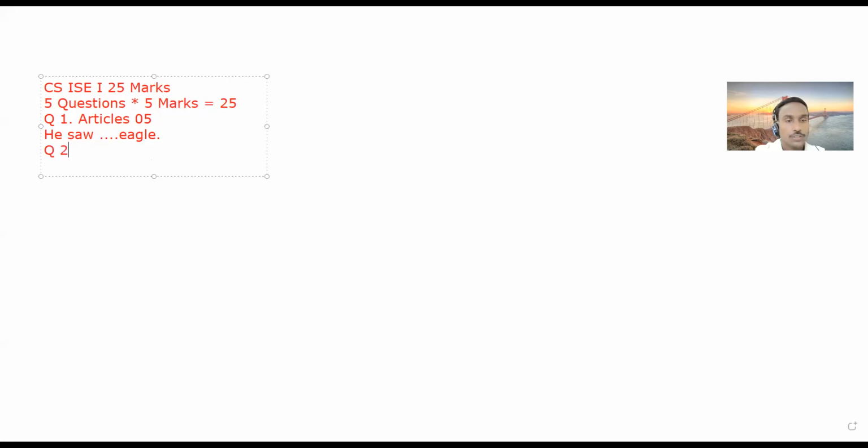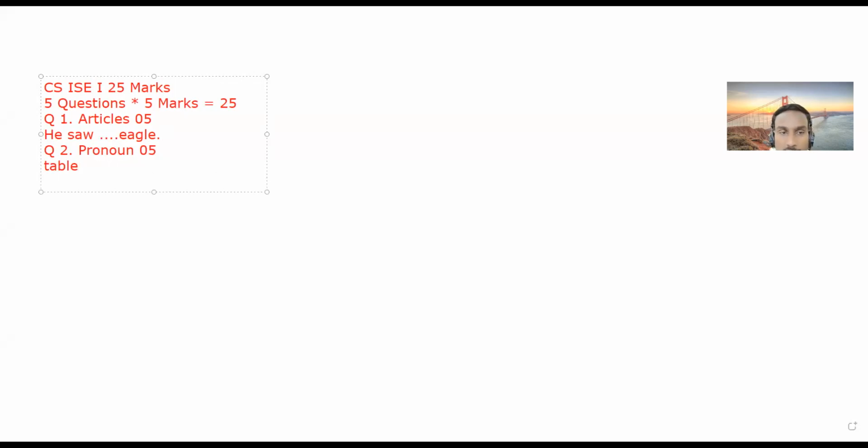Then let's go to question number 2, which is based on pronouns, and that is going to be for 5 marks. So what kind of questions will come here? In fact, there are no questions here. There is a table, a table of pronouns.